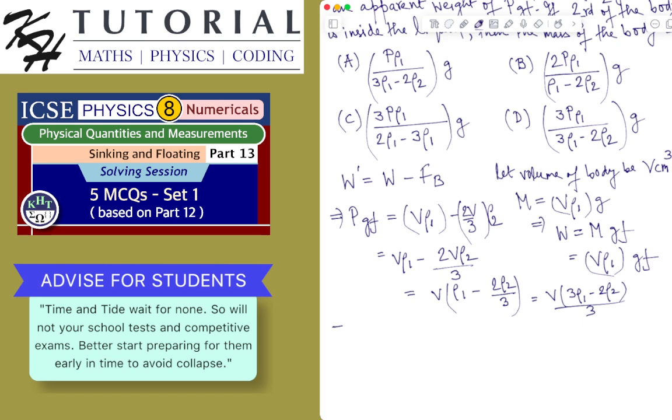From here we can get the volume of the body. V is equal to P by (3 rho 1 minus 2 rho 2) divided by 3, which is equal to thrice P divided by 3 rho 1 minus twice rho 2. This is the volume of the body.